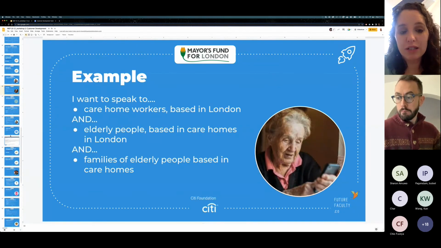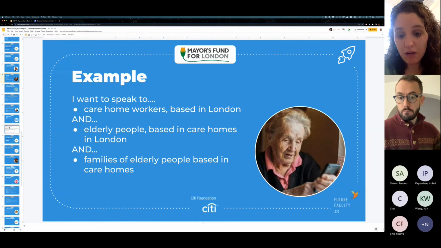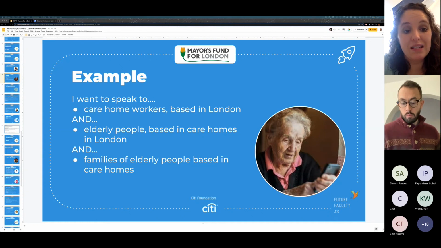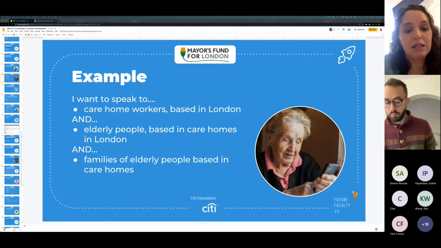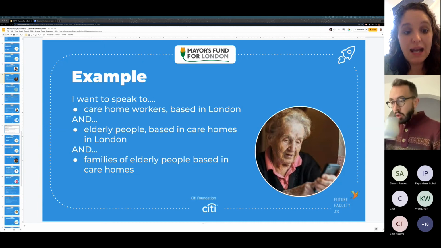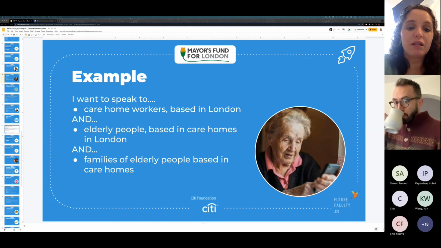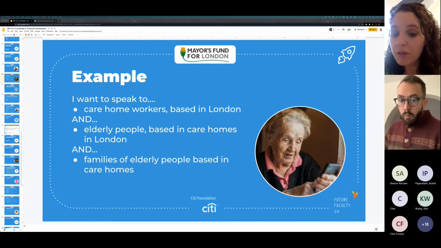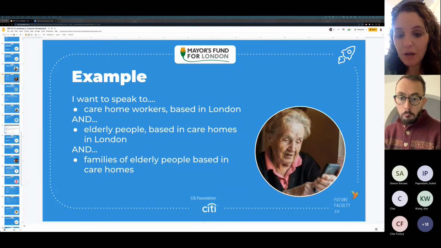Oh, a couple of examples first, yeah. So in our example of the aging and AI situation, I want to speak to care home workers based in London, and elderly people based in those care homes in London, and also the families of elderly people based in care homes. So remember that it might not be one set of people, there might be a multitude.